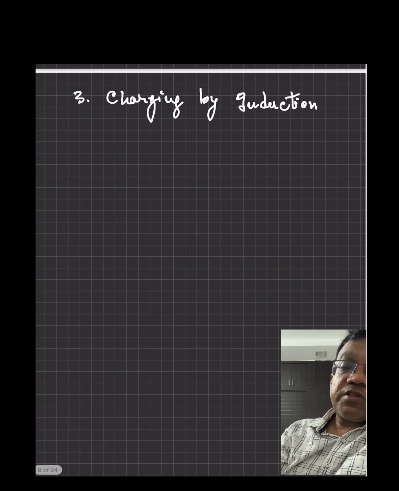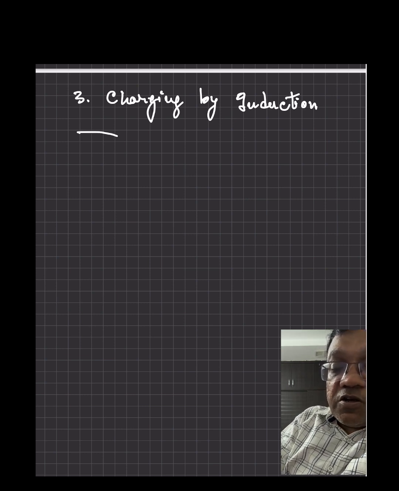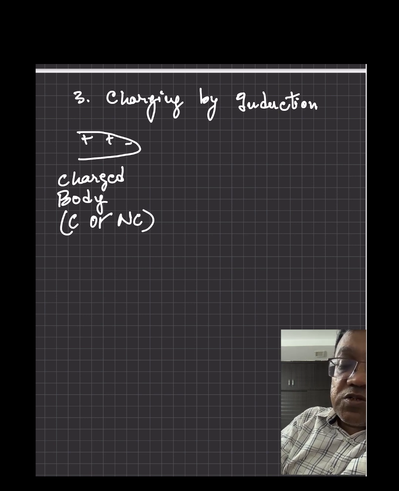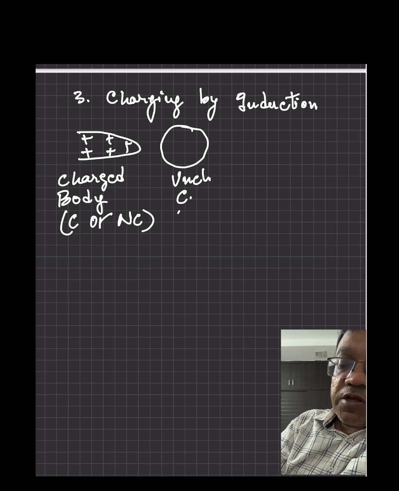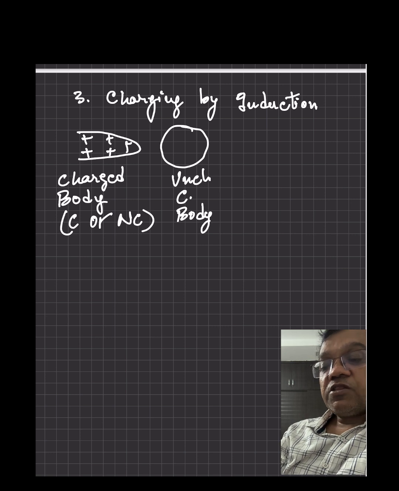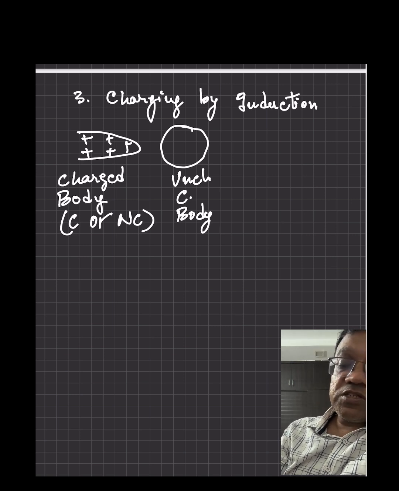Next method we have is charging by induction. Now this is slightly different from charging by conduction. In this method, one charged body, which can be conducting or non-conducting, say it is positively charged, will be brought near to an uncharged conducting body. If you want to charge a body by induction, then it must be conducting. We'll place it near to it.